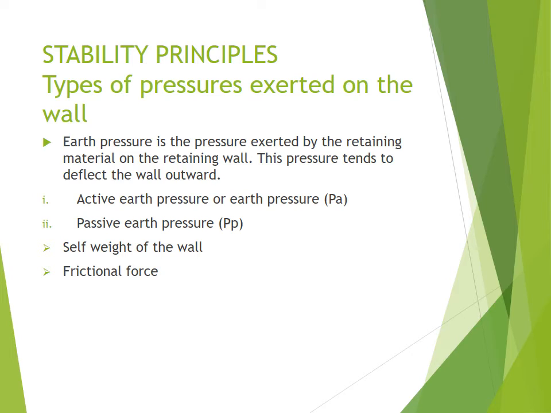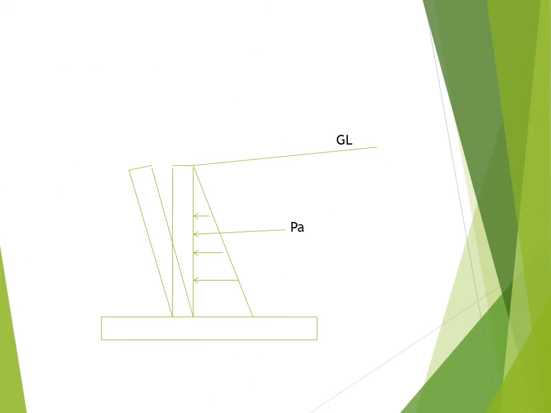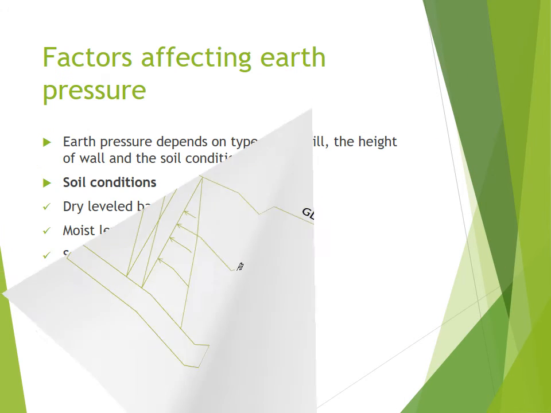So those are the forces or types of pressures that may affect the stability of the wall. So we have the drawing here that shows the active earth pressure that may be exerted on the wall.